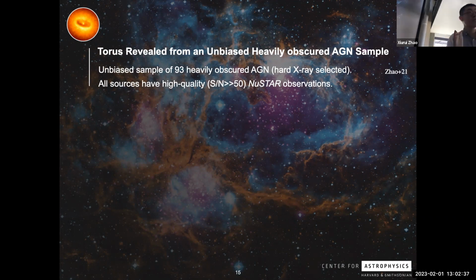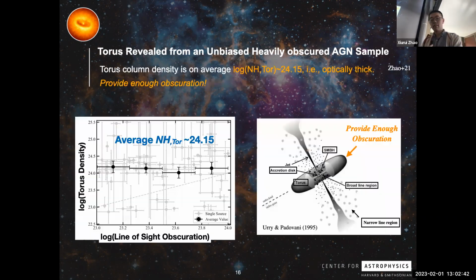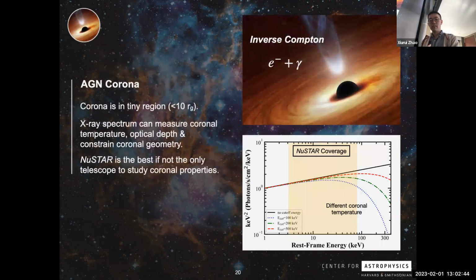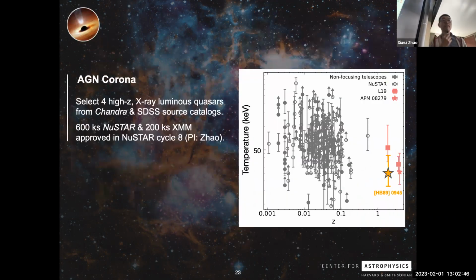And a second question about the corona. Your sample includes only radio quiet AGN. This picture you show, it is radio loud, no? That's a good question. This figure is one of my collaborator's figures. I need to check with her about whether she included the radio loud. But to answer your question, yes, we only include the radio quiet.